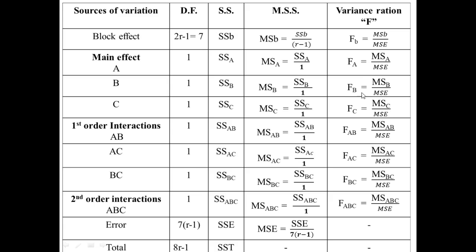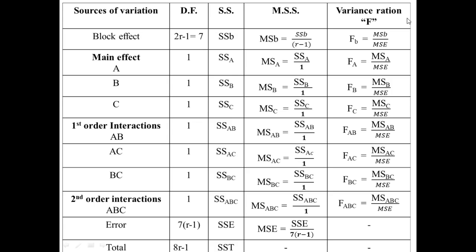For main effect B, it is FB and it is the ratio of MSB upon MSE. For main effect C, it is FC and it is MSC upon MSE. For interaction effects, we get variance ratio FAB is MSAB upon MSE. FAC is the ratio of MSAC upon MSE. For BC, it is MSBC upon MSE, and for second order interaction effect ABC, it is FABC and it is MSABC upon MSE. And these variance ratios follow F distribution with block effect degrees of freedom and error degrees of freedom.